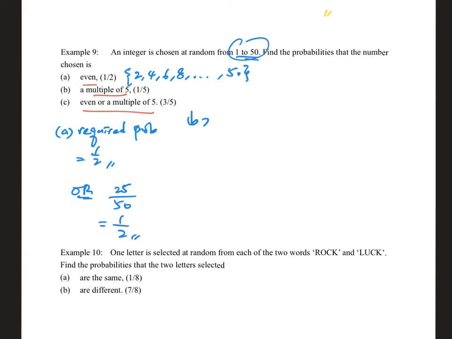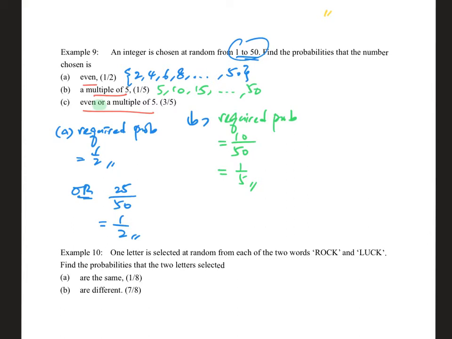For part B, you can do a similar thing, because multiples of 5 mean 5, 10, 15 until 50. You can also use your own ways to find out the number of multiples, and now you have totally 10 of them, right? So 10 of them out of 50 are multiples of 5. So that's why it's 1/5. And finally, that's the keyword I would like to highlight in part C. It's called even or a multiple of 5.